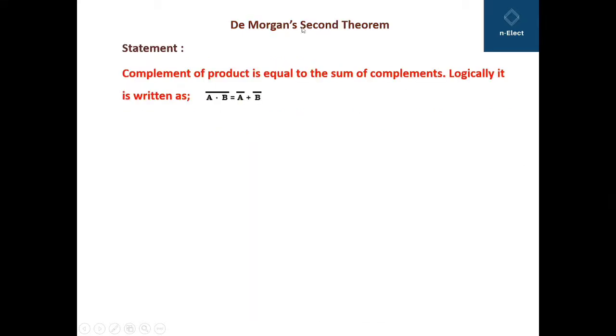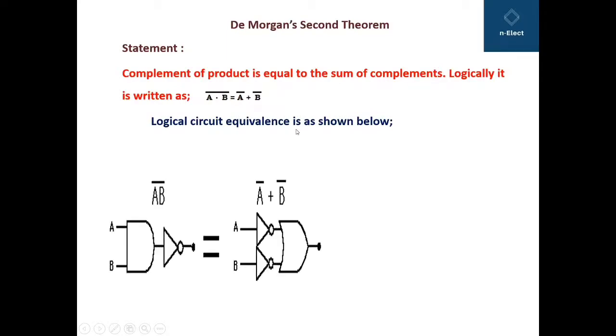Moving on to the second De Morgan's theorem, its statement is that the complement of a product is equal to the sum of complements. Logically it is written as A dot B whole bar equals A bar plus B bar. The logic circuit equivalence for the equation is shown like this. Since it is A dot B whole bar, we have taken initially an AND gate with two inputs A and B. The output will be A dot B, which will be an input for the NOT gate. So the output of the NOT gate will be A dot B whole bar.